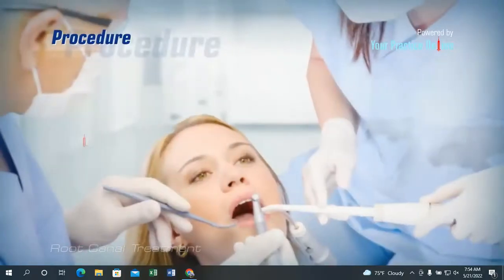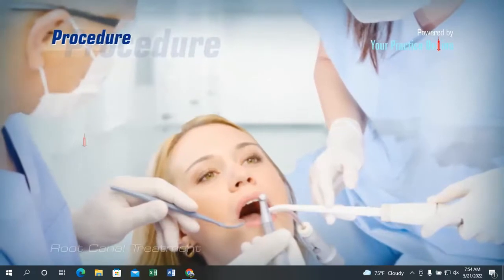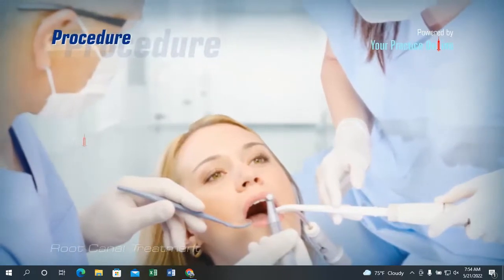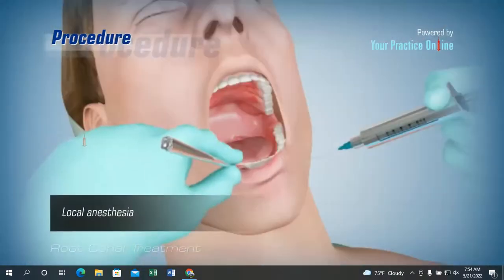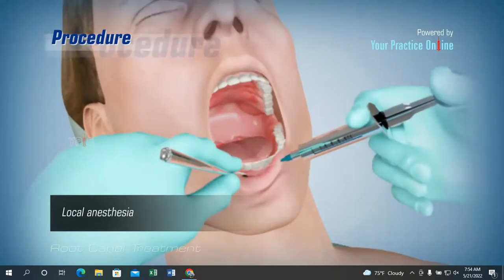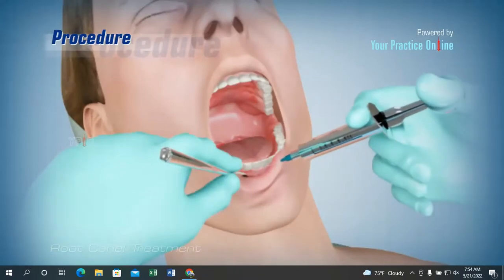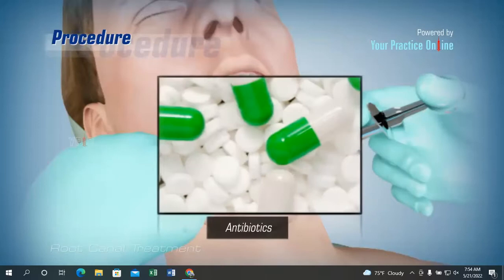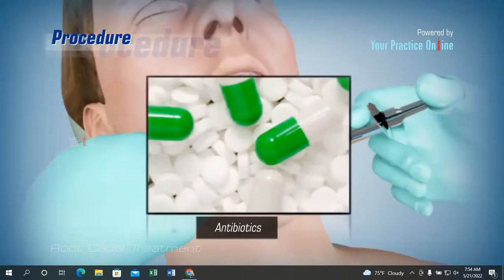Procedure. Root canal therapy can be performed in one or more appointments. It is performed in a dental clinic under local anesthesia. For an infected or abscessed tooth, antibiotics are started before completing the root canal.